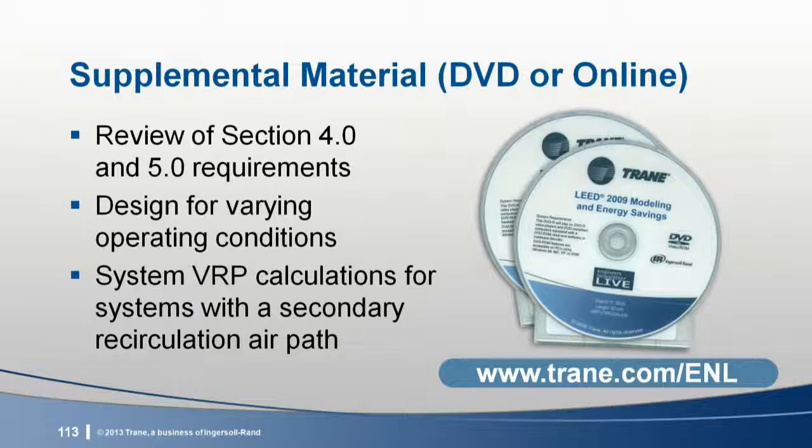And don't forget about the supplemental content we recorded. Dennis recorded a segment where he explains all the requirements in sections 4 and 5 of the standard. And Paul explains how the standard allows for design based on average population and walks through a few examples. And John expands on his 3-zone example by going step by step through the Appendix A calculations for systems with a secondary recirculation path. The supplemental material is included on the program DVD, or you can view it on demand at our website at train.com/ENL.